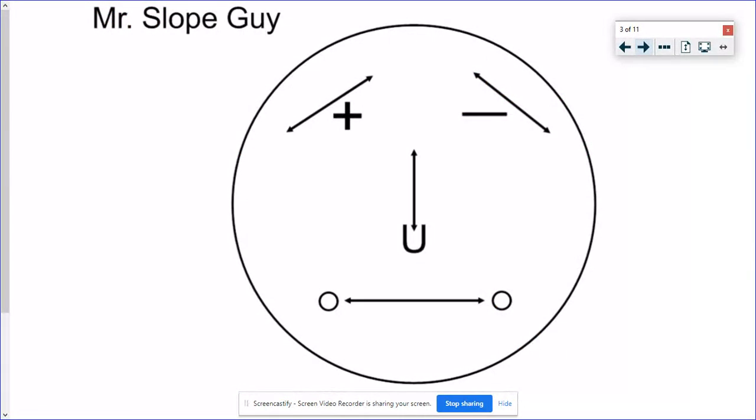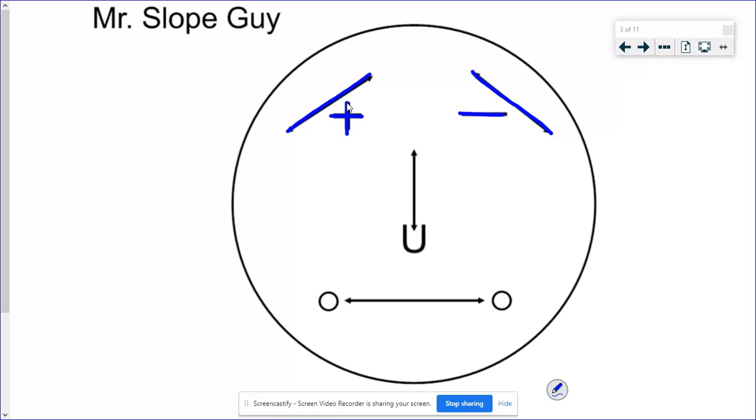You should recognize Mr. Slope Guy, I hope. Mr. Slope Guy helps us to remember all the different kinds of slopes. So when we look at Mr. Slope Guy's eyes, this eye is a plus for positive. That's what a positive slope looks like. Again, left to right, it's going uphill. This is a negative slope. It's going downhill, left to right.